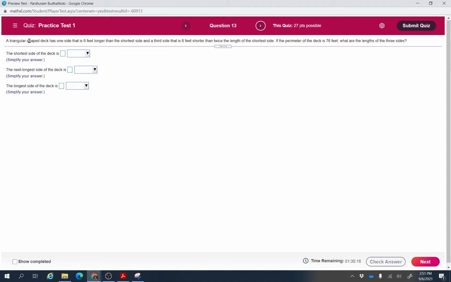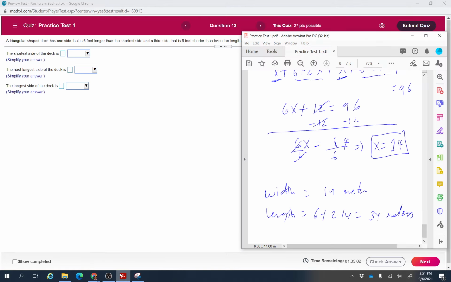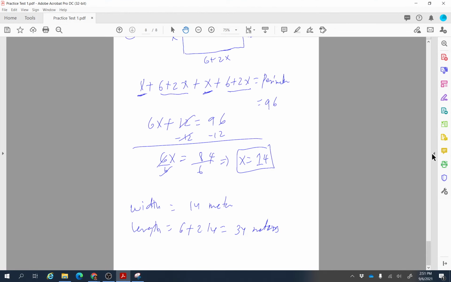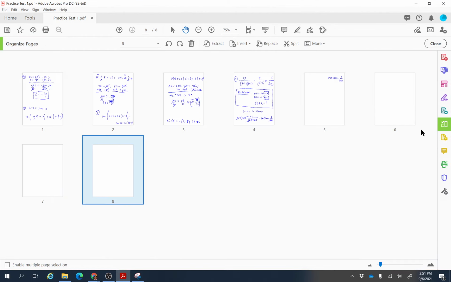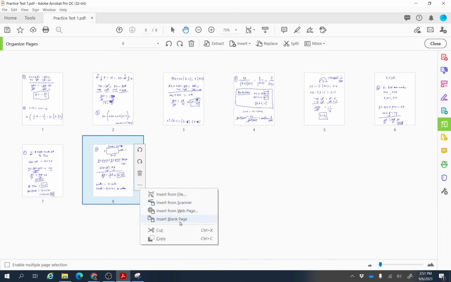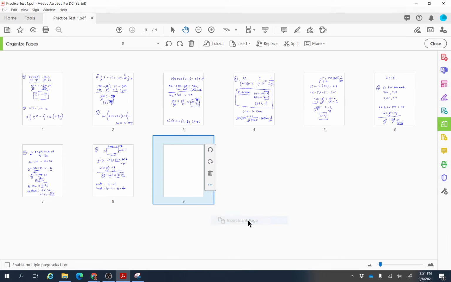A triangular shaped deck has one side that is 6 feet longer than the shorter side, and the third side that is 6 feet shorter than twice the length of the shorter side. If the perimeter of the deck, so we are given a triangular deck. So let me just add a couple of extra pages here.